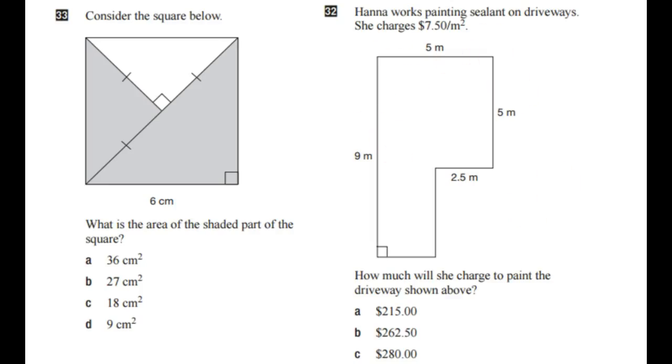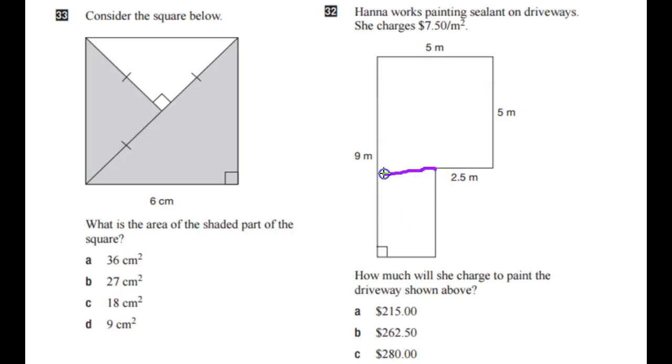So now I want to look at the second example here. And I don't want to go through the solution with you, but I do want to talk strategy. So when I look at this problem, I can see that it says that Hannah is working on painting sealant on a driveway. She charges $7.50 a square meter. So for painting, we're looking at covering the surface here, and that means finding area.